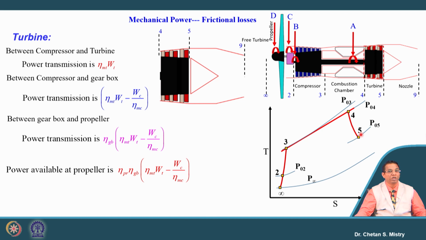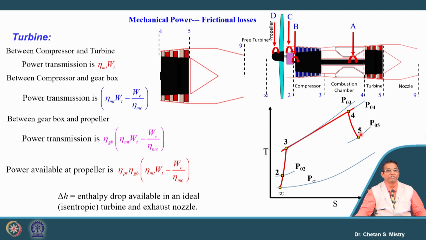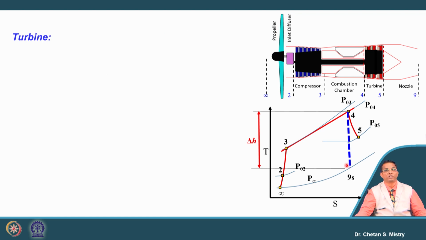What do we do? Here in this case, we will be considering this delta H. This is representing my delta H. This delta H is nothing but my ideal process, or say isentropic expansion process, that is happening in both the turbine as well as the nozzle. Because we are not aware of what my delta H will be here. Now let's try to understand how we analyze this kind of situation.